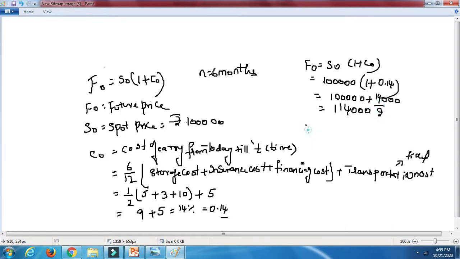So therefore, future price using cost of carry model is equal to 1,14,000 rupees as such.